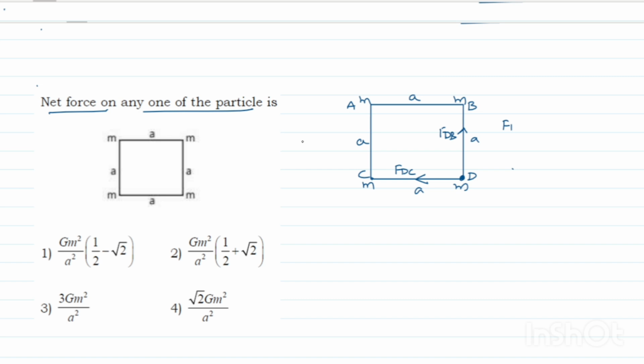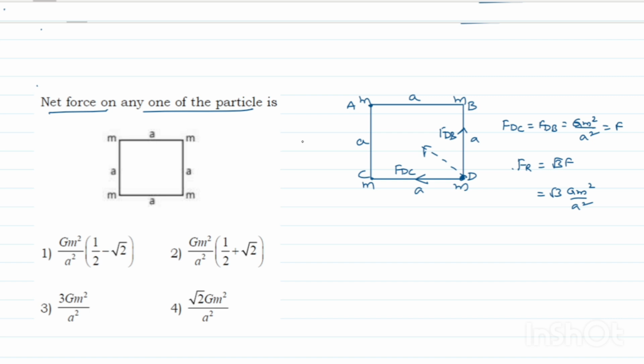Both the magnitudes are the same, FDC equal to FDB, which is equal to G into m squared by a squared. These two act in perpendicular directions, and their resultant will be along this direction. So the resultant F will be root 3 F, which is root 3 into G m squared by a squared. Then one more particle, particle A, remains.